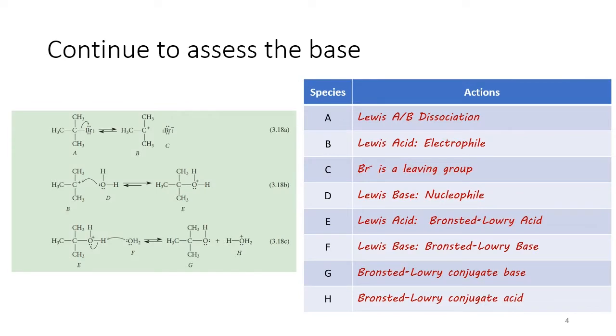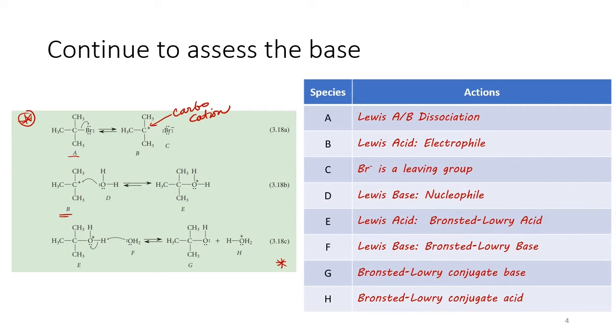So let's continue to assess the base. So first of all, just to give you some orientation, we're going to start here and end here, and this is just a progression of a reaction. So A is Lewis acid-base dissociation. So bromine takes the two electrons, off it goes, and we're left with this carbocation. Okay. And then this is where it gets interesting.